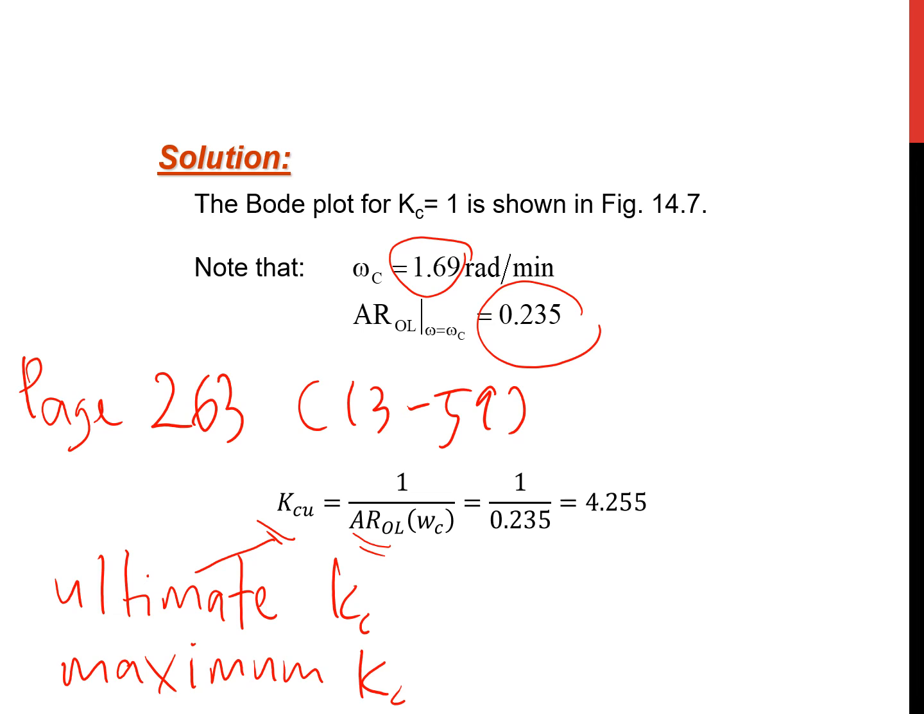Meaning that if we use this value, the process will be partially stable because it is on the border. Remember that AROL equals 1, so AR at WC equals 1. In this case, if we use KCU of 4.255, the process will reach AROL equal to 1, so it becomes partially stable. This is the maximum value you can use before it becomes unstable, although it is not preferable.